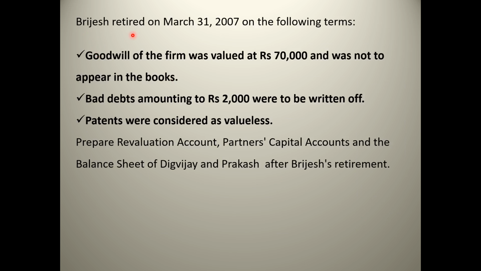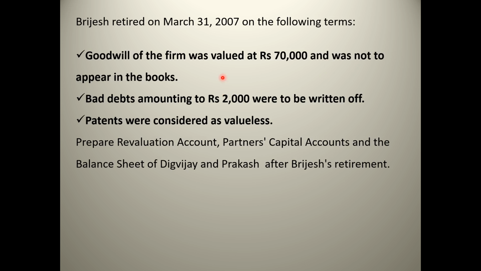Brijesh, the second partner, wants to take retirement as on 31st March 2007 under the following terms and conditions. What are the terms and conditions? Number one, the goodwill of the firm was valued at rupees 70,000. This is the entire firm value of goodwill, 70,000, and it was not to appear in the books.